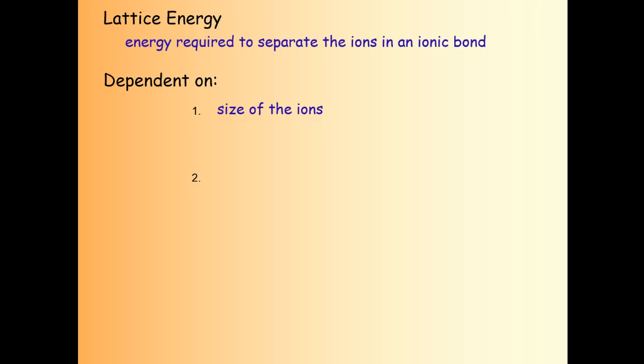Now, once you have an ionic bond formed, then it takes a great deal of energy in order to separate the ions, and that is what is called lattice energy. The energy required to separate the ions in an ionic bond depends upon two things. One is the size of the ion.